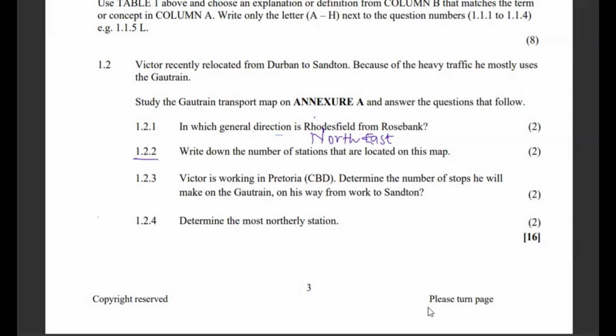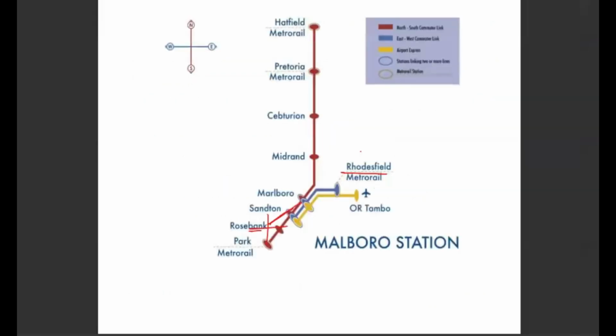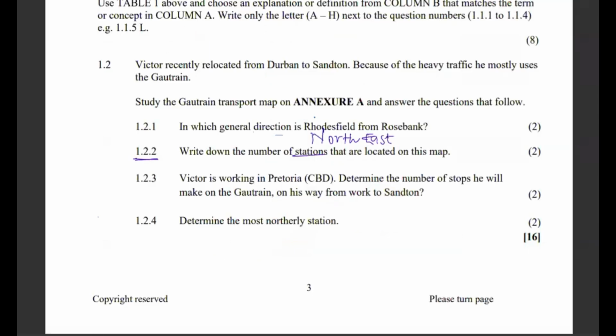Question 1.2.2. Write down the number of stations that are located on the map. We have 1, 2, 3, 4, 5, 6, 7, 8, 9. This is not a station, it's the airport. So we have 9 as the answer.